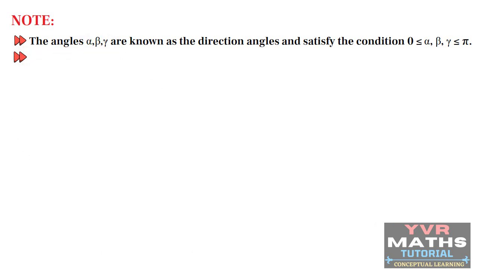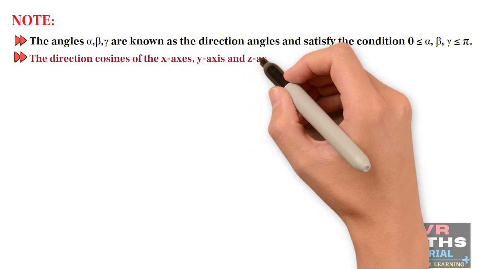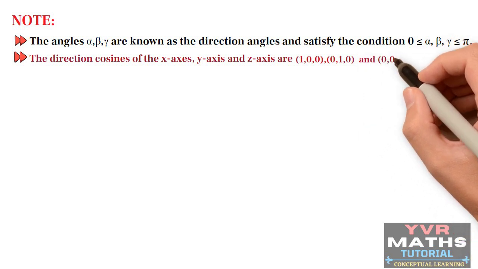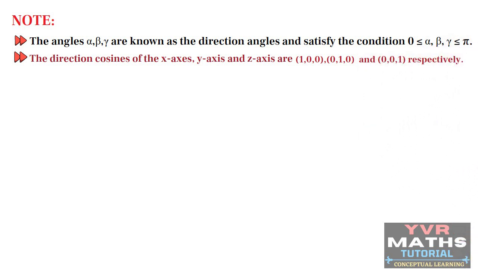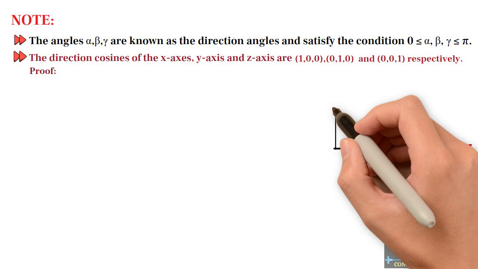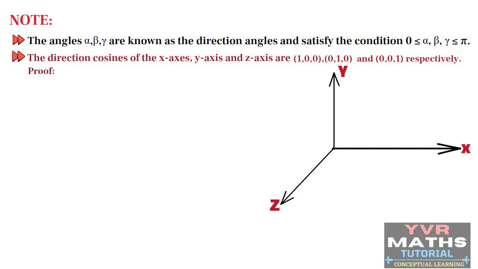Now we will discuss the direction cosines of the coordinate axes. The direction cosines of the x-axis, y-axis and z-axis are (1, 0, 0), (0, 1, 0) and (0, 0, 1) respectively. Let us discuss this. To discuss this, now I will draw a coordinate axis: x-axis, y-axis and then z-axis. The point of intersection of the coordinate axes is the origin.